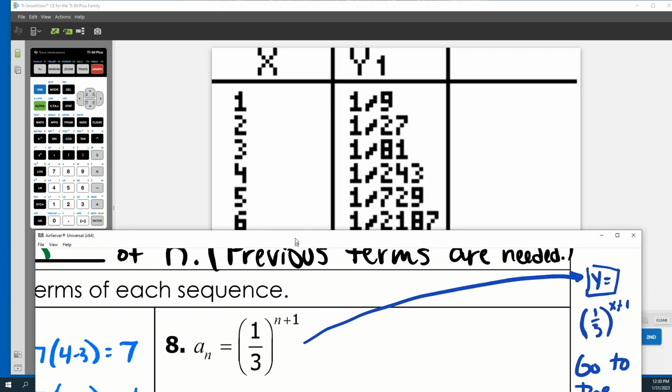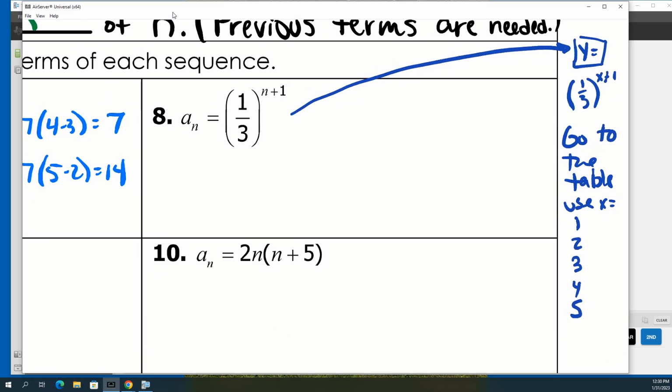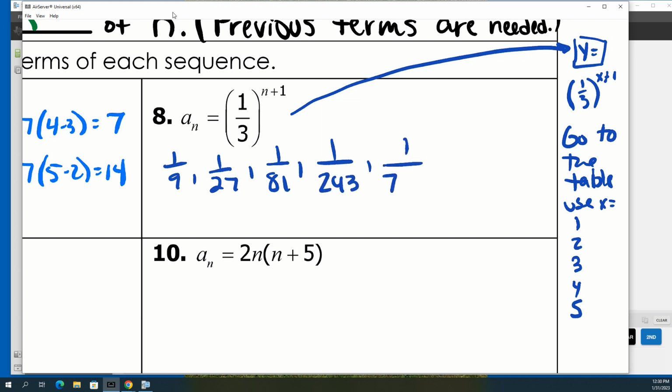All right, let's go back to the table. All right, so scroll so you see 1 through 5. 1 through 5 are your term numbers, and then all those Y's are the first 5 terms. So you're just going to use the Y's for the X's that are 1 through 5. And so what we had there were 1/9, 1/27, 1/81, 1/243, and 1/729.